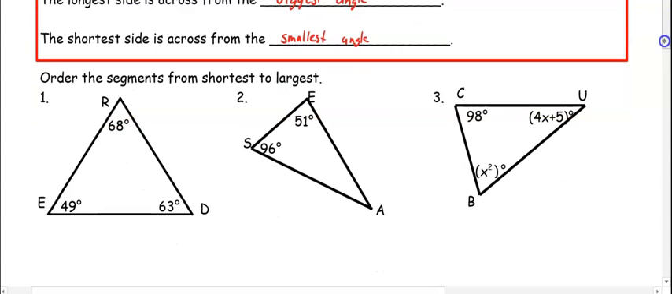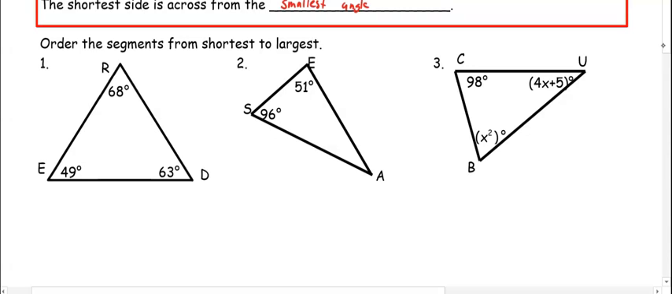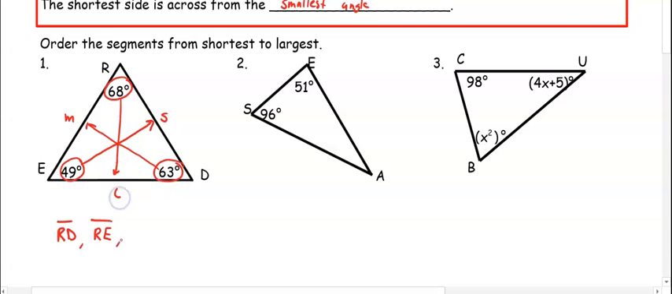So in number 1, 2, and 3, we want to order the segments from shortest to longest. So we want to look at the angles. In number 1, we have 3 angles given to us. So our smallest angle is 49, which means across from it is our shortest side. So that is going to be RD, segment RD. Our next angle is 63, which means that our middle length side is going to be RE. And our largest angle is across from the longest side, which is then ED.